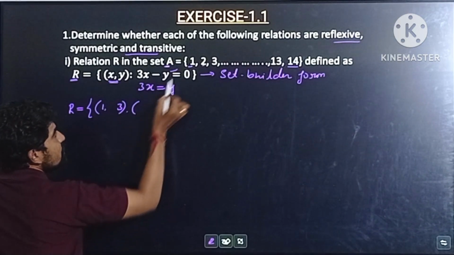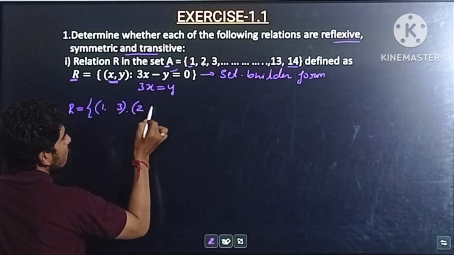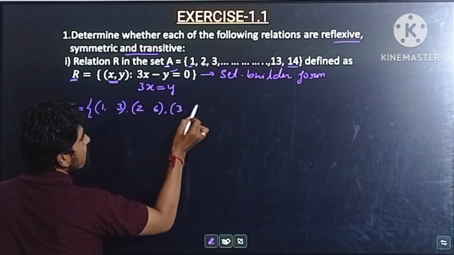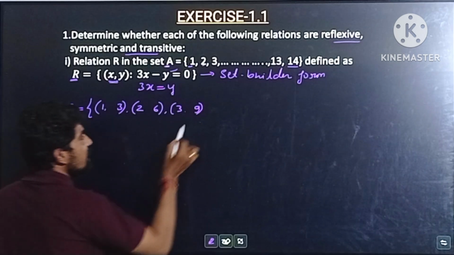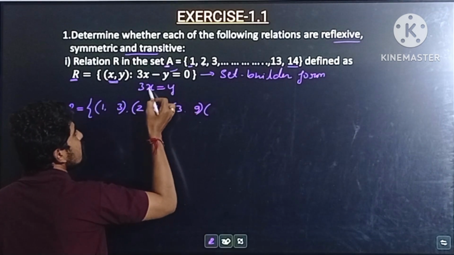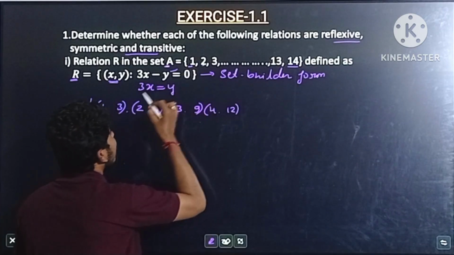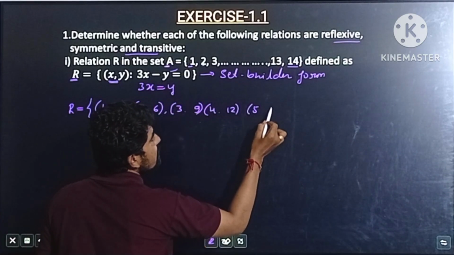And then the next value of x is 2. So 3 into 2, y is 6. And then the next value is 3. 3 into 3, 9. So the value of y is 9. And then the next value of x is 4. So 3 into 4, 12. And the next value of x is 5. So 5 into 3 is 15.